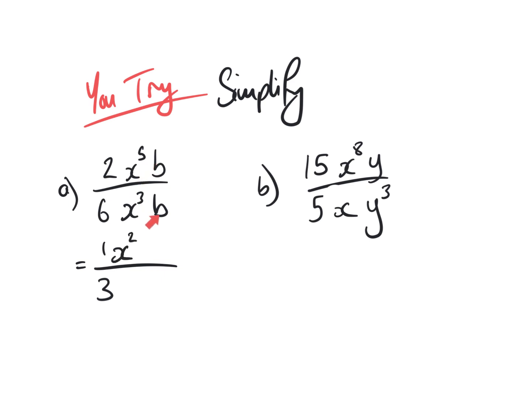And for the b's, these are exactly the same, so this will just cancel with this, so the b's will disappear altogether. The only thing I would change here is I wouldn't leave this 1 lying around, so that's just going to be x squared over 3.